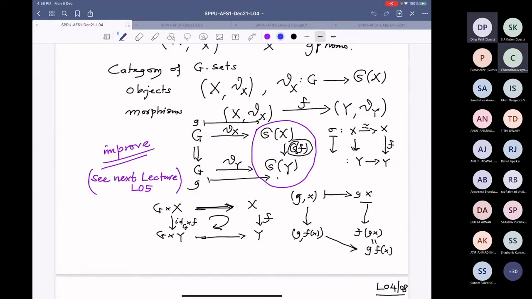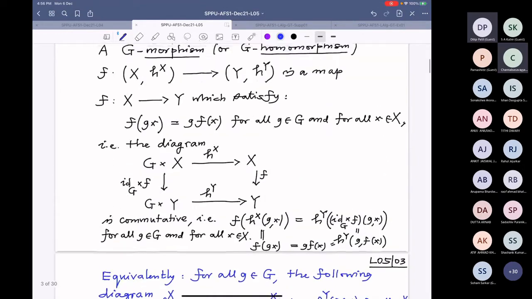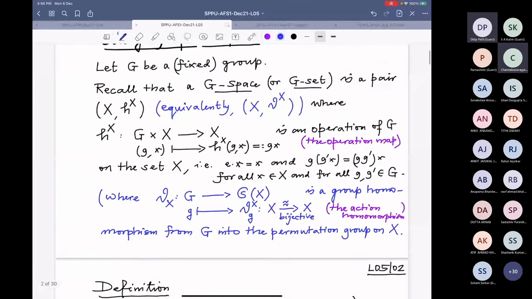For example, see here, I made some in the last page. This is the last page from the last lecture, and there was some not very precise statement here. That's why I wrote improve and see the next lecture. That is, the explanation is now very precise. Now, is it clear what a G-space is and what a homomorphism of G-spaces is? If it is not, please raise your concern now, because this is what I am going to use again and again. So is it clear?